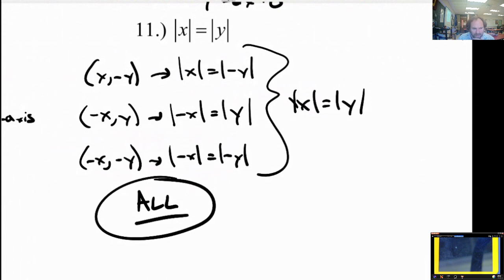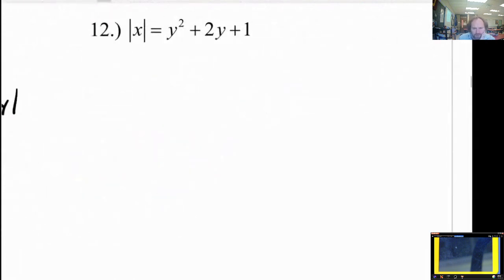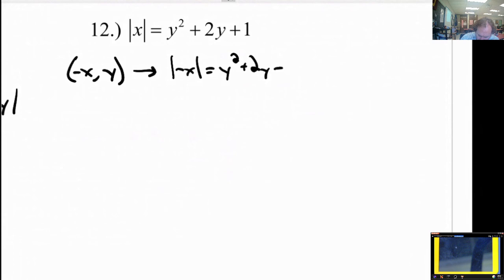And then finally we have one more of these. We have number 12, which is probably the most interesting one. If we check for negative x, y, for y-axis symmetry, this will work because of the same reason it did in the last problem. Again, the right side of the equation is unaffected, so it's still the same. On the left side, the absolute value of negative x is x. So this is the same as the original equation. So this has y-axis symmetry.